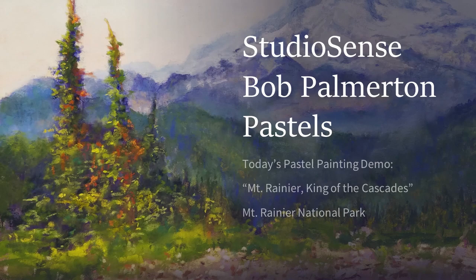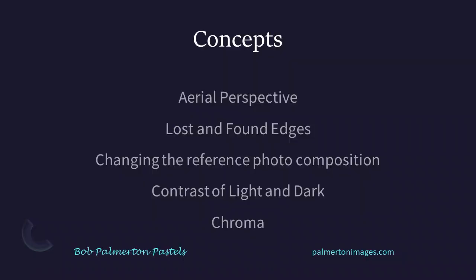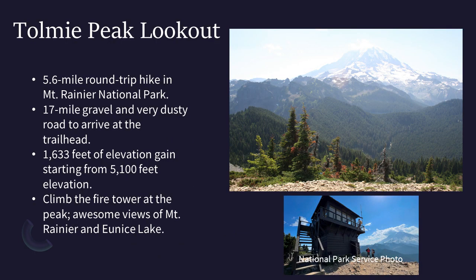Today's subject is Mount Rainier, King of the Cascades, from Mount Rainier National Park in the state of Washington. Our lesson concepts today will include aerial perspective, creating lost and found edges, shifting the reference photo around to make a more pleasing composition for a painting, indicating contrast of light and dark, and bringing in a lot of strong color or chroma, especially in the foreground of this particular scene, which contrasts with the haziness and aerial perspective of the distance.